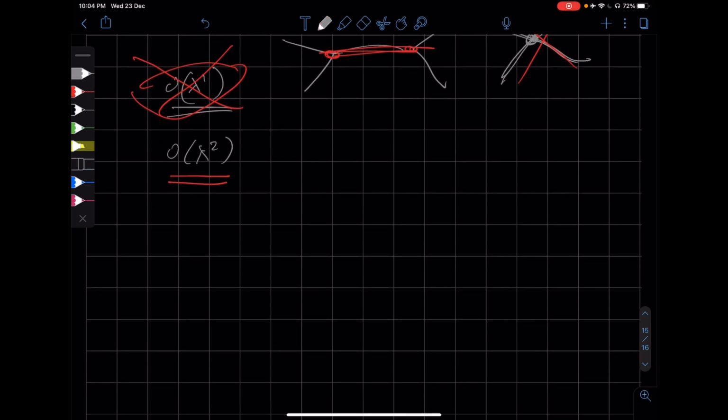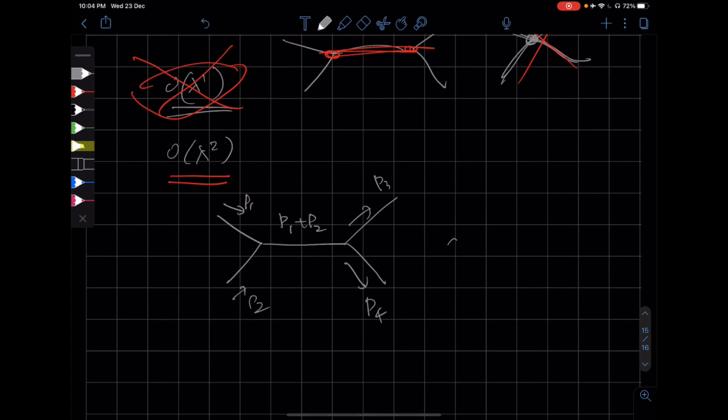So what are they? Again, like before, we'll have three channels. First, we have the S channel where two particles come in, say P1 and P2, and the internal momentum is now P1 plus P2. Because there is no loop in the internal propagator, we see that there is no integral over unknown momentum. So there's P3 and there's P4. So this is an S channel diagram. So this is number one.